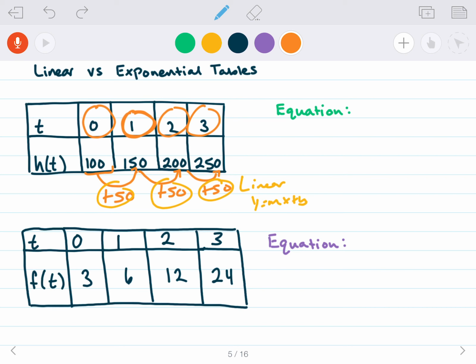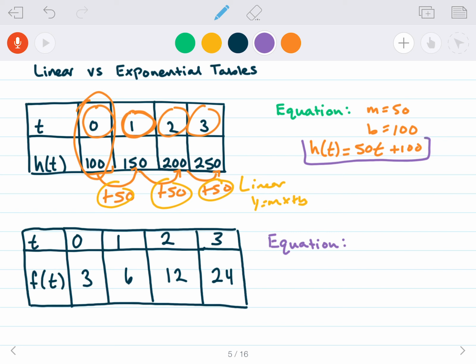So it's 50. So m is 50, and b is my y-intercept, or where my independent variable is 0, my starting value. So my starting value is 100. That's when t is 0. And now all we have to do is write our equation. So it's going to be y, which is h of t, equals m, which is 50, times x, which is t, plus b, which is 100. Okay, so that is our equation.